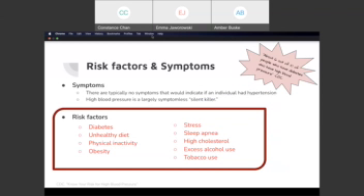So in terms of risk factors and symptoms, typically there are no symptoms that would indicate if an individual had hypertension. High blood pressure is largely symptomless, also known as a silent killer. Some risk factors, on the other hand, are diabetes, unhealthy diet, physical inactivity, obesity, stress, sleep apnea, high cholesterol, excess alcohol use, and tobacco use. In fact, 6 out of 10 people who have diabetes also have high blood pressure.